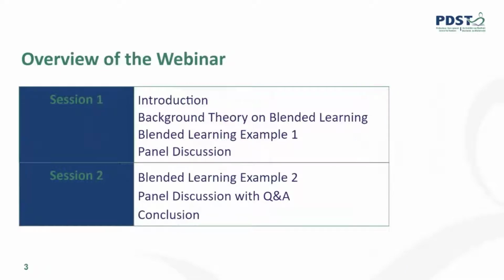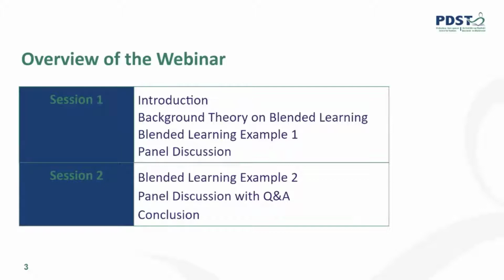Here's an overview of the running order for this evening. It will consist of two main sessions. In the first one, we'll briefly share some background on blended learning approaches before going through an example of how this could be implemented in lessons. The examples that we're demonstrating this evening use the topic of complex numbers, but the approaches behind the examples are designed to be used in any topic and at any level.